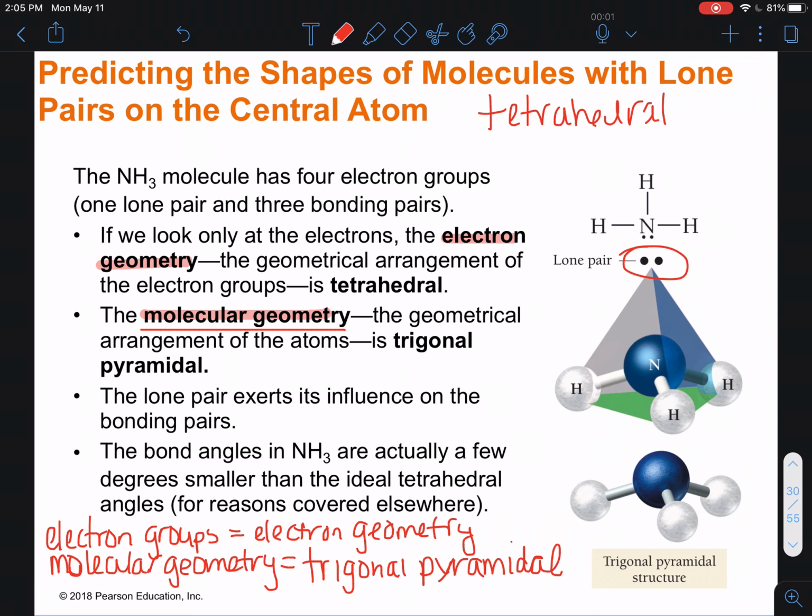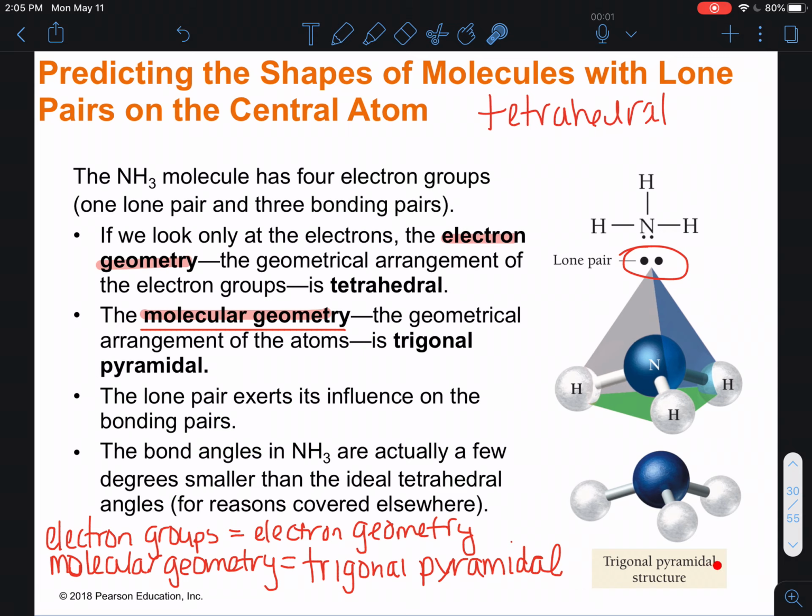Okay. This is because we can't see lone pairs. Since we can't see lone pairs, this is what we end up seeing. This is what ammonia looks like. That doesn't look tetrahedral, does it? And when we look at this, it's technically not tetrahedral. It's a trigonal pyramidal structure, okay?